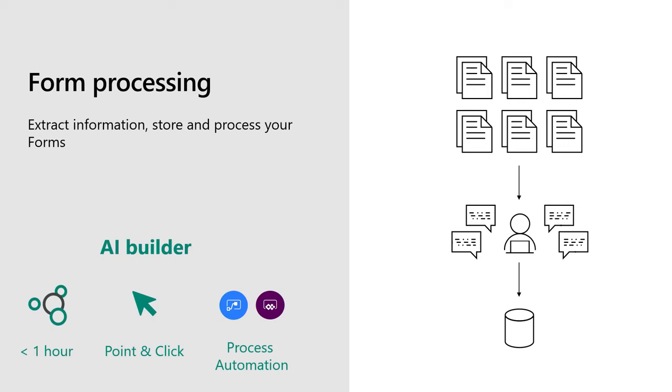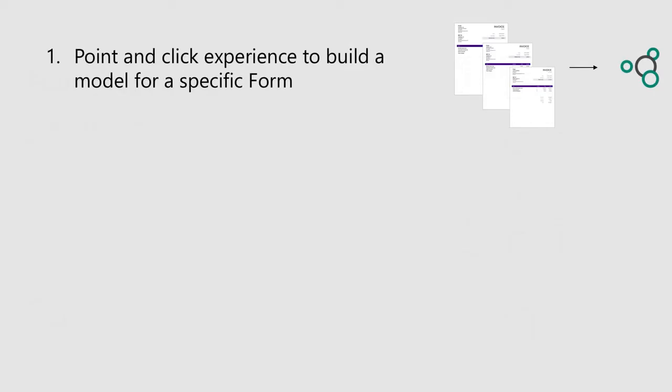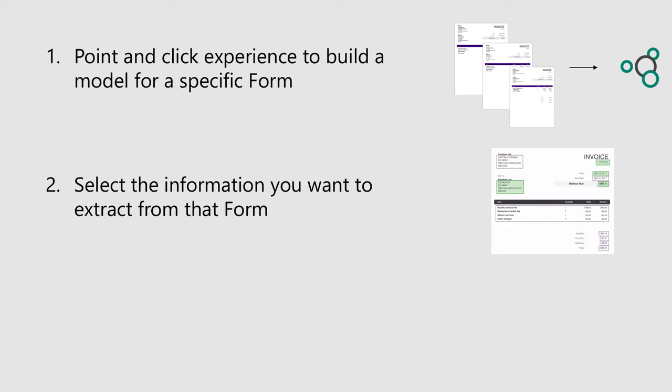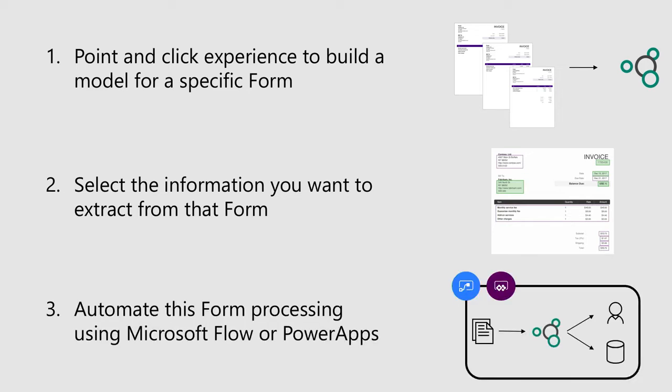This is what AI Builder will enable you to do rapidly. I'm going to show you and do it with you now, and we'll do 3 things. First, you need to bring in your forms, a couple of examples of those documents, and build a model with those. Then select the data that you want to extract from those documents, and then embed that solution in a PowerApp or a flow to automate that process.